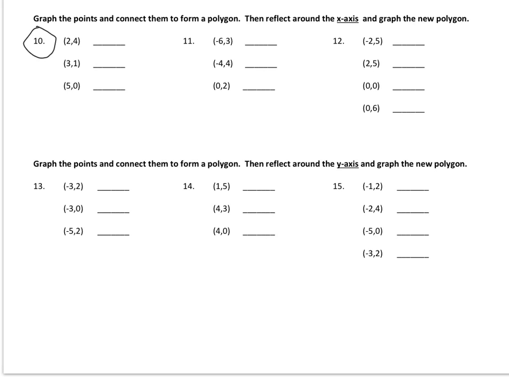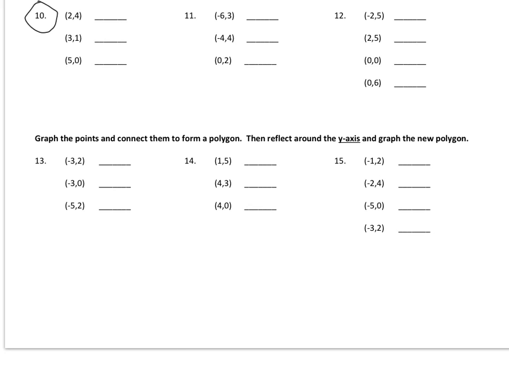First thing we want to do is graph the points and connect them to form a polygon. In number 10 we have 3 points, so our polygon is going to be a triangle. Let's get a bigger marker here. Let's draw our axes, something like this. And now we'll plot the points.